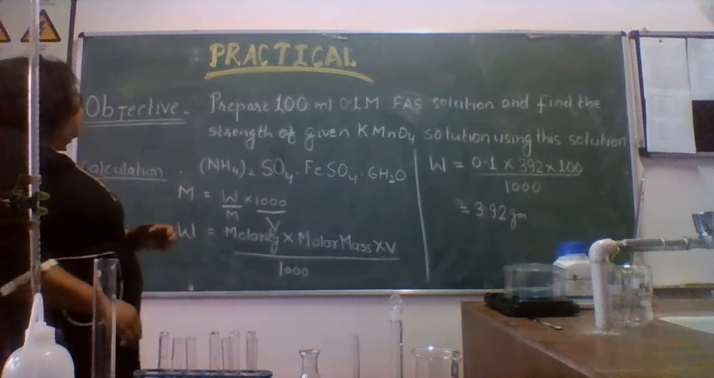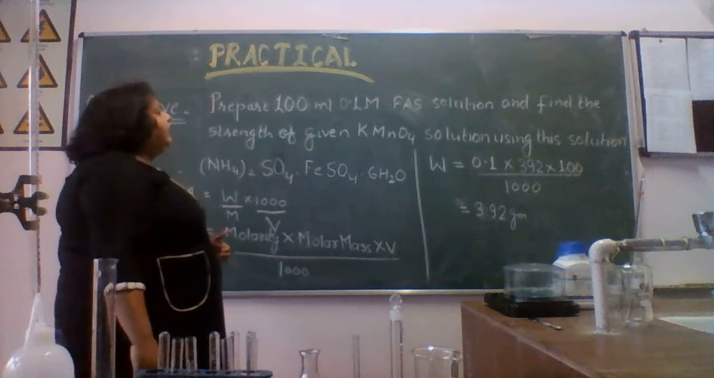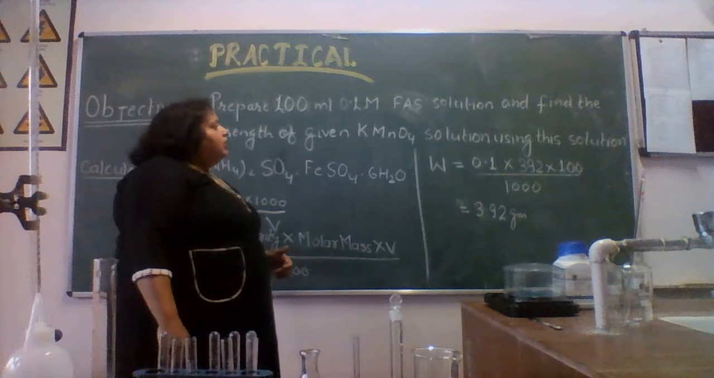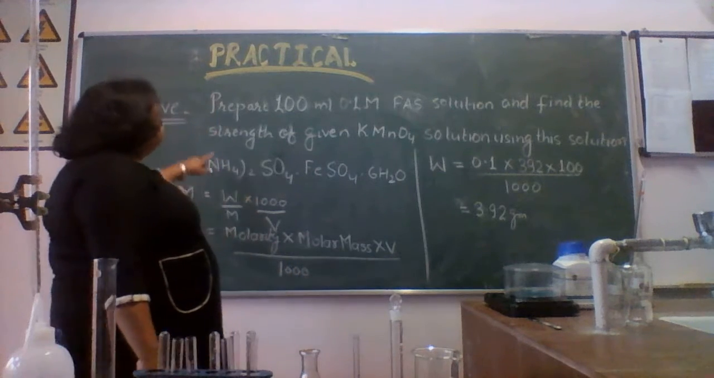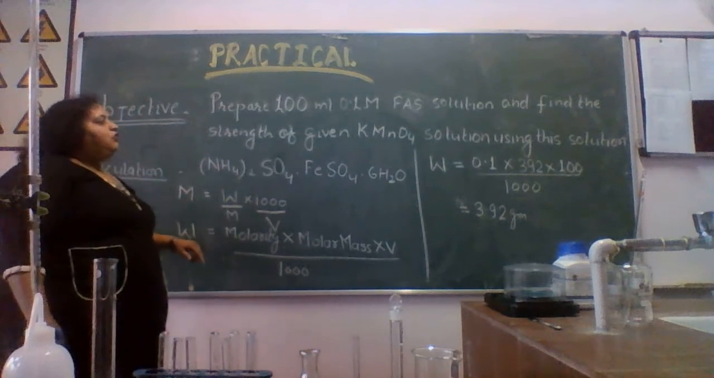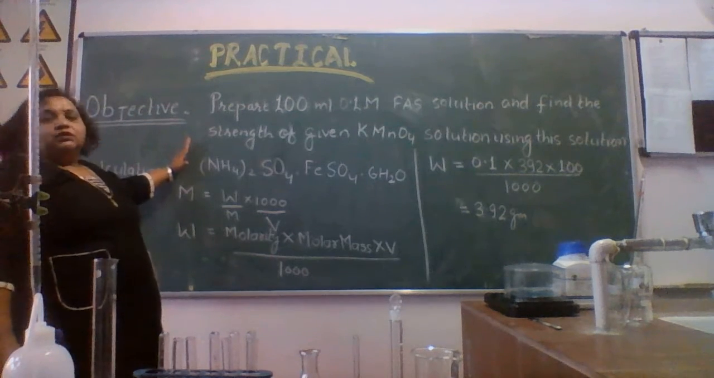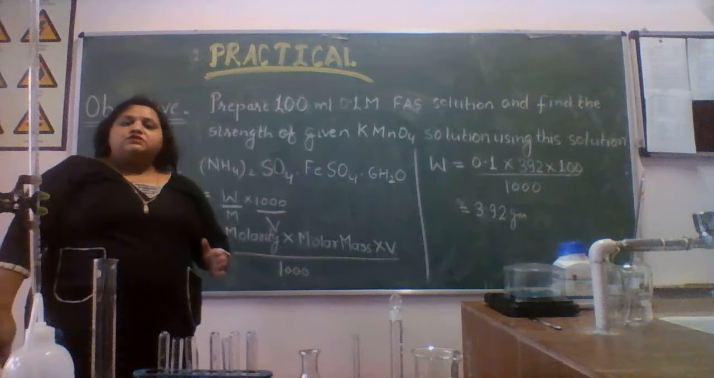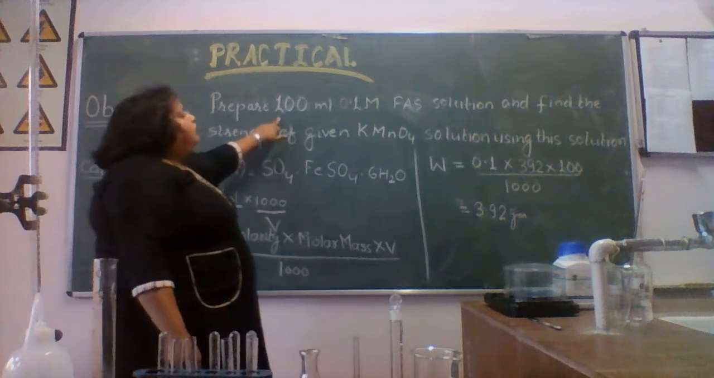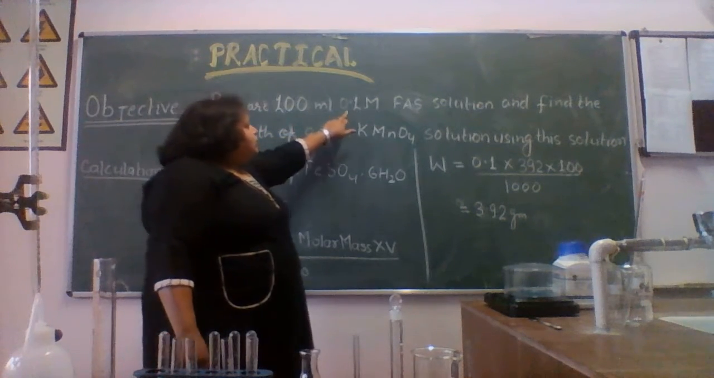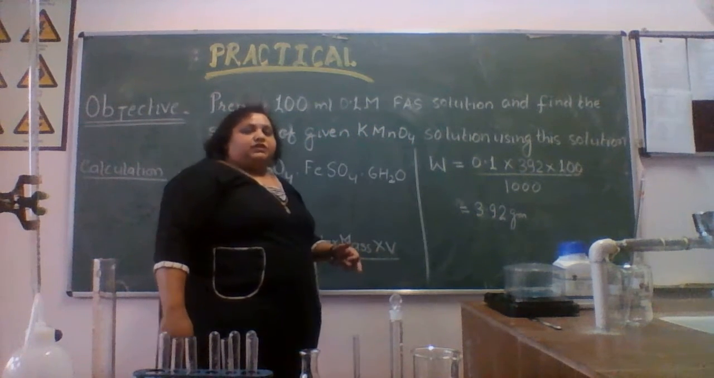Right? The objective that I am taking today is to prepare 100 ml 0.1 molar ferrous ammonium sulfate solution and find the strength of the given KMnO4 solution using this solution. So as you can see in this objective, there are 2 parts of the experiment. The first part is preparation of 100 ml 0.1 molar ferrous ammonium sulfate solution.